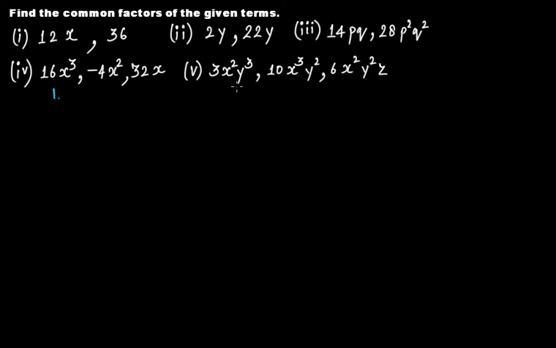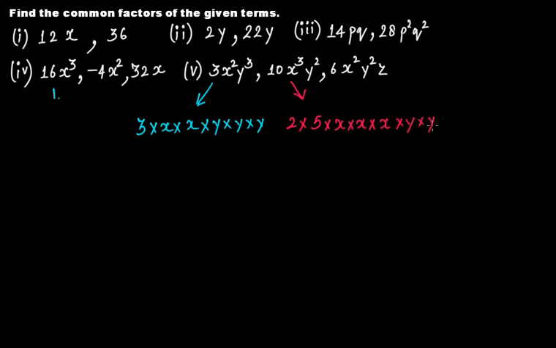Now in this case you have 3x squared y cubed, 10x cubed y squared, and 6x squared y squared z. Let's break it down. So this is 3 multiplied by x multiplied by x multiplied by y multiplied by y multiplied by y. This 10x cubed y squared is 2 multiplied by 5 multiplied by x multiplied by x multiplied by x multiplied by y multiplied by y, right? And then this is 6, 2 times 3 is 6 multiplied by x multiplied by x multiplied by y multiplied by y multiplied by z.